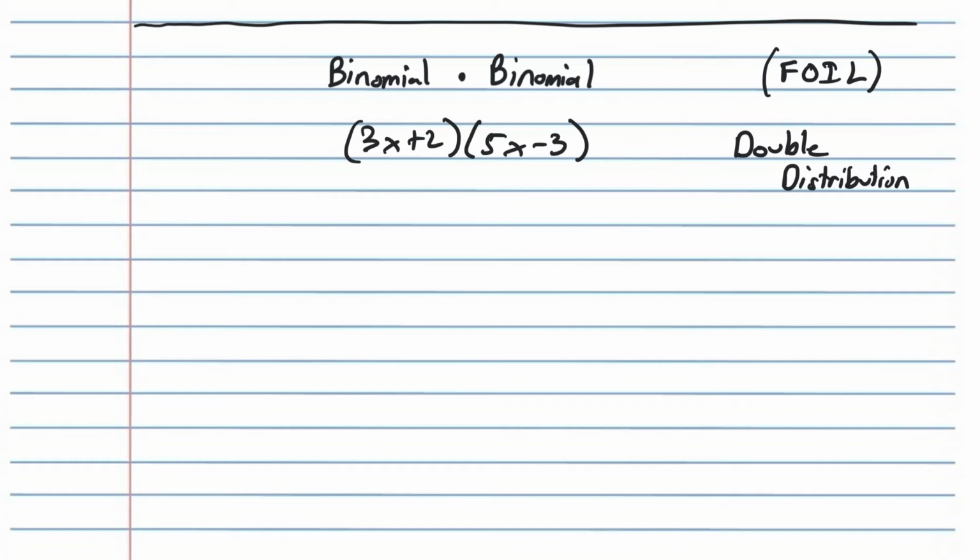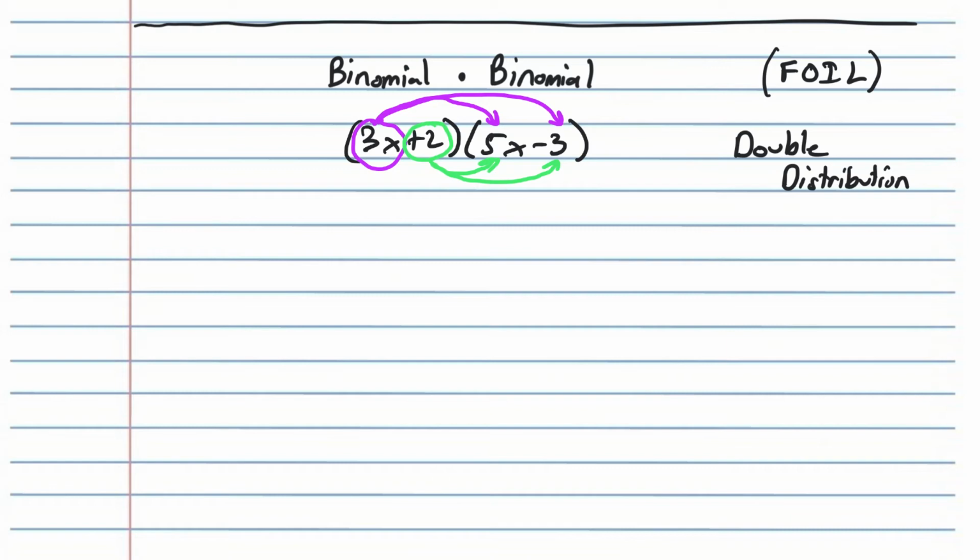So the idea behind a double distribution is you start off with the first piece, so that 3x, and you multiply it to both pieces in the other binomial. Notice I didn't multiply by that 2 yet. So it multiplies to both pieces on the other side. Then you do a second distribution. You multiply this 2 also to both pieces in the other binomial. And then at the end you'll have to combine like terms, but let's do one step at a time. So let's do the purple one.